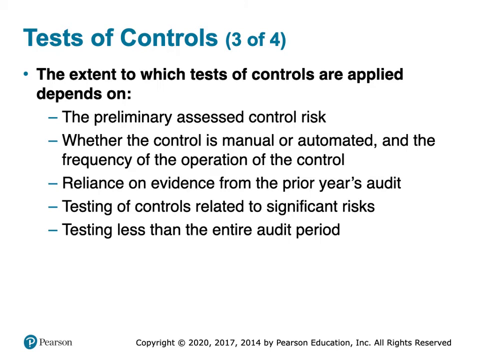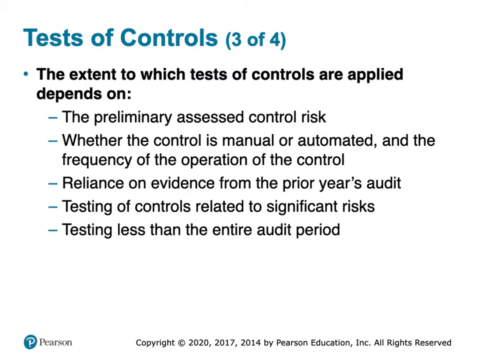Same thing goes for controls. If it's a 1, it's 0 audit work. If it's a 0.2 on controls, you're heavily relying on controls, therefore you have to do a lot of testing.